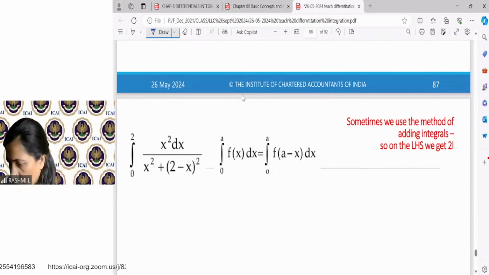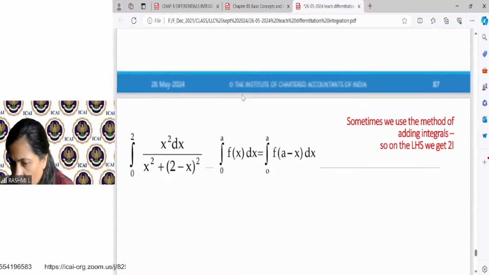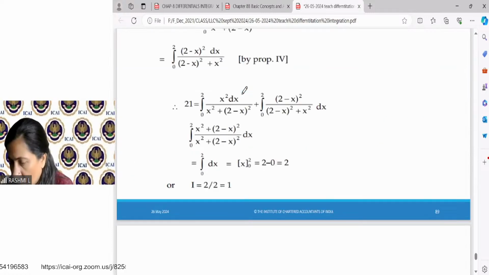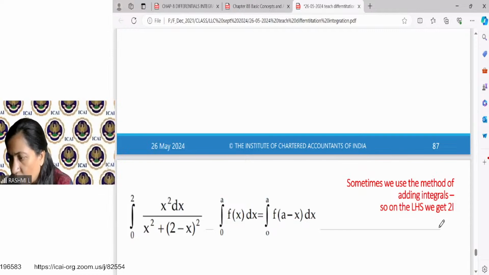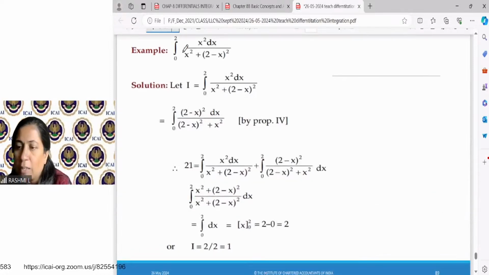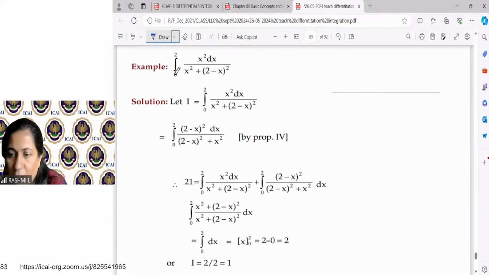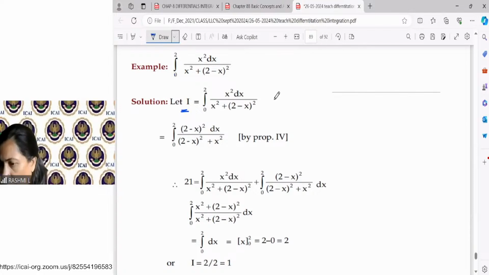This is the last sum I will take. See, here this is important. Why? Because we use the method of adding integrals so that on the left hand side we get 2I. So the question here was to find the integral 0 to 2 of x square upon x square plus (2 minus x) the whole square. Now let me put this as equal to I. I is equal to x square upon x square plus (2 minus x) the whole square. Now what I do is use the property.